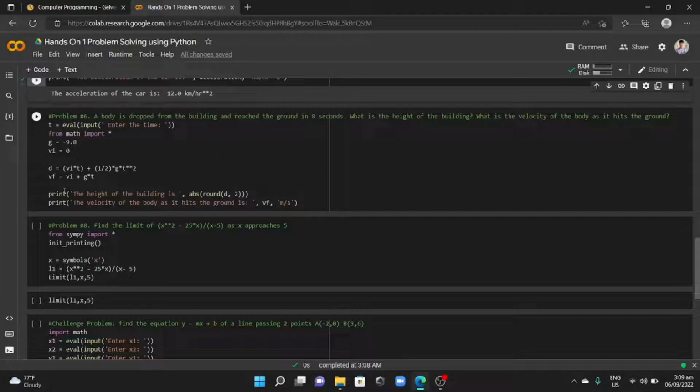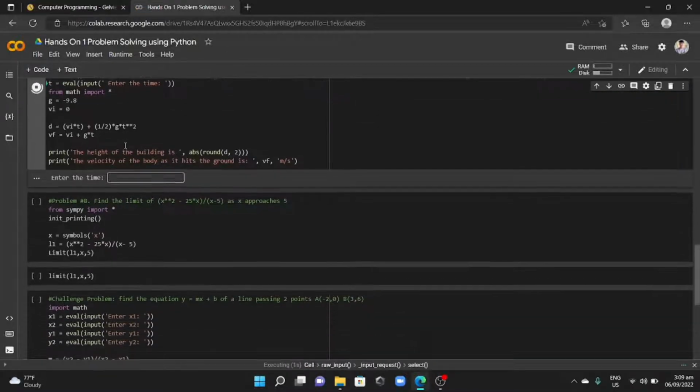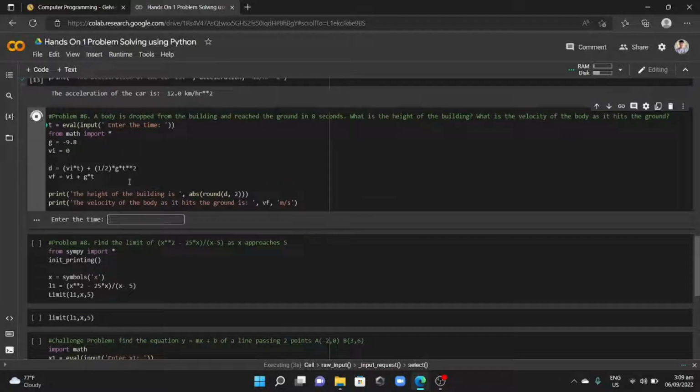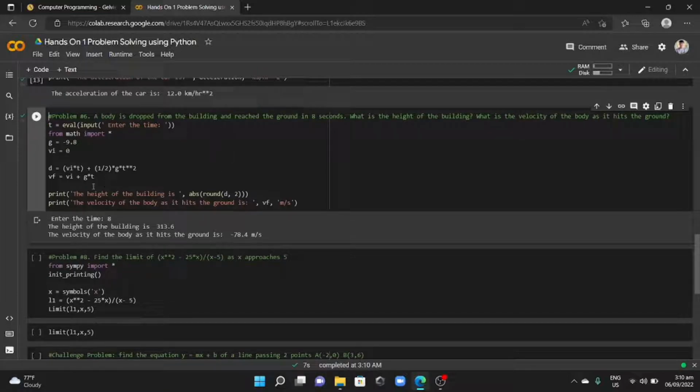And then we are going to print the height of the building is, and we have the absolute, and the velocity of the body as it hits the ground is in meter per second. And we are going to run the code, enter the time, which is 8 seconds. And there we go. We have the height of the building is 313.6, and the velocity of the body as it hits the ground is negative 78.4 meter per second.